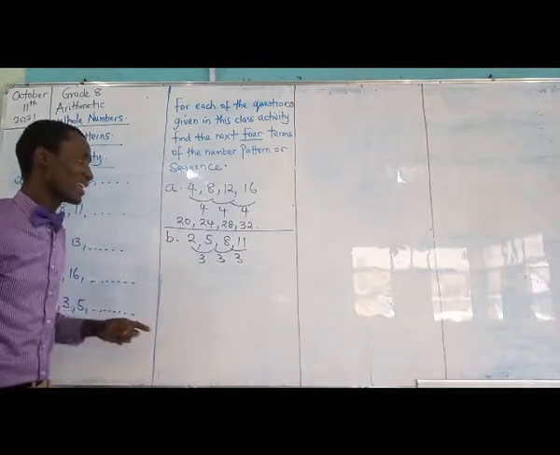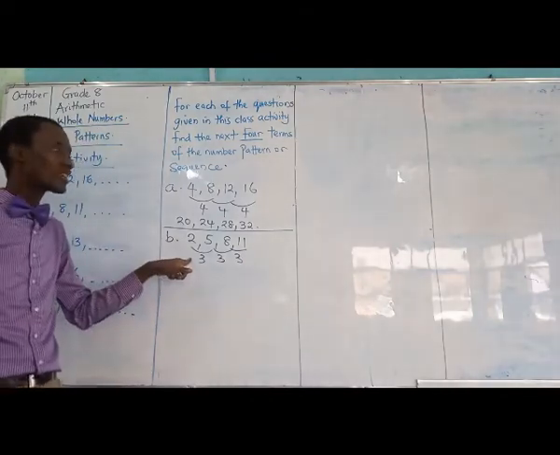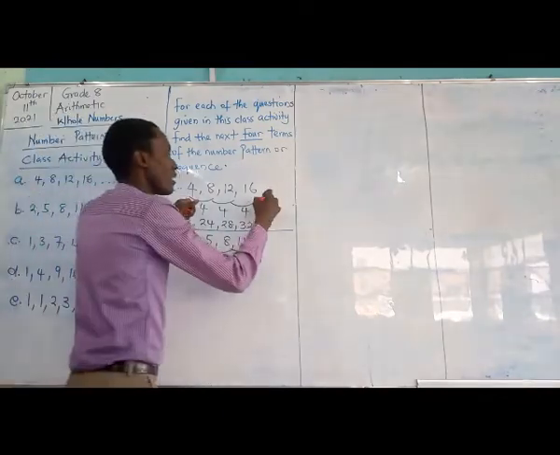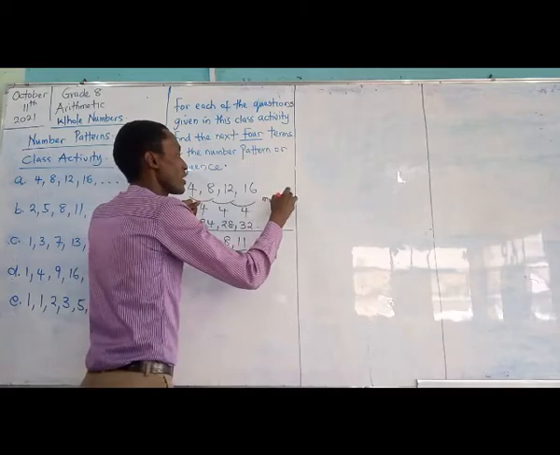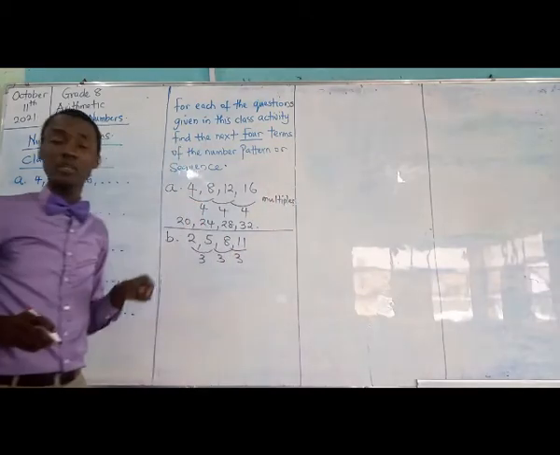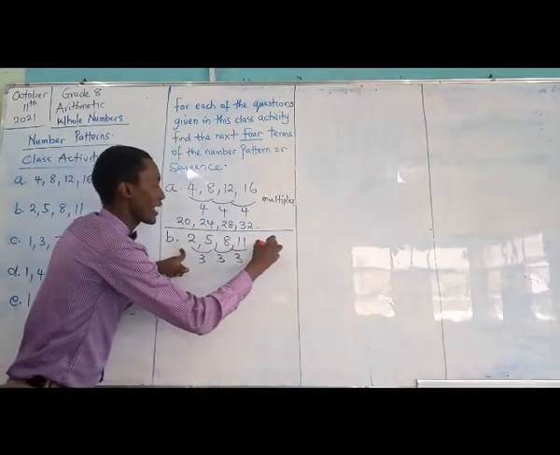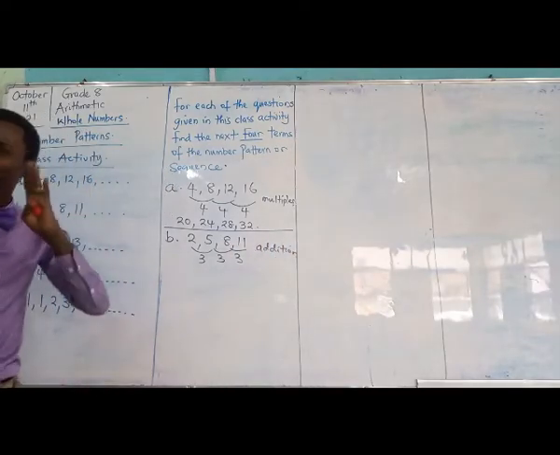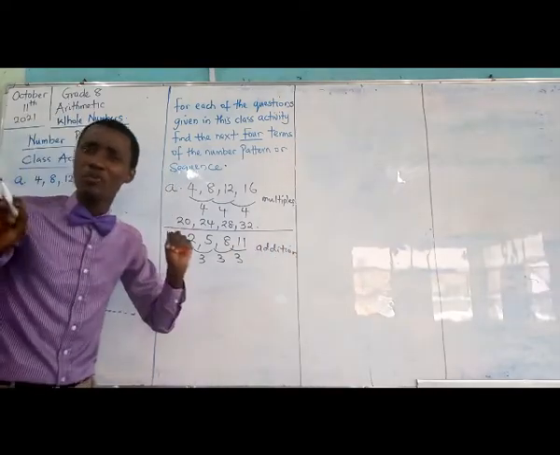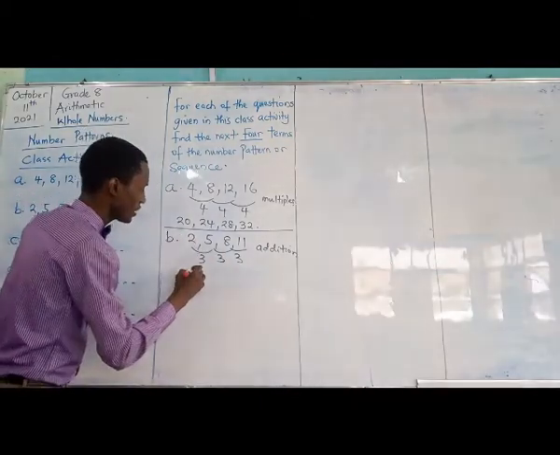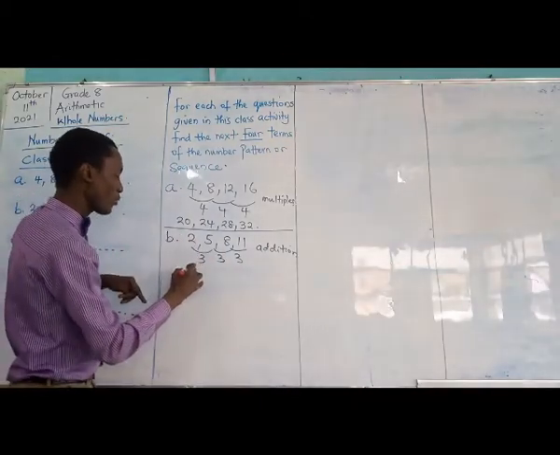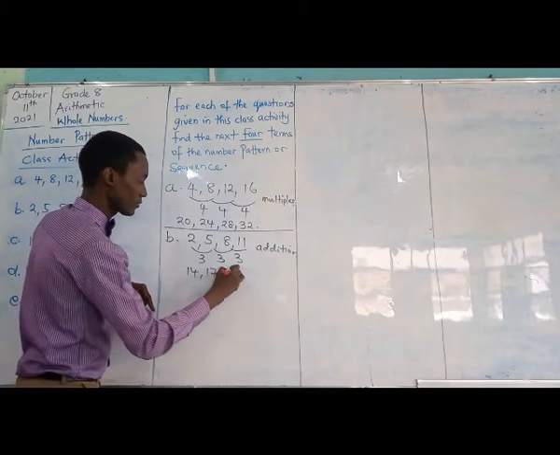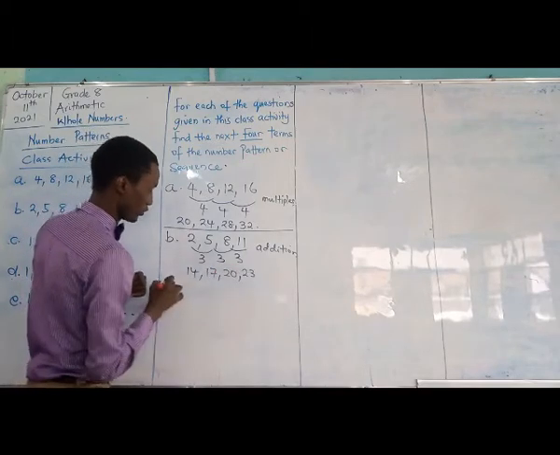But look at it. The pattern here is not the same. Although it looks as if it's the same, it's not the same. This pattern is more or less like multiples. This pattern here looks more like addition. Are you seeing the difference now? It's a number pattern; you'll be able to decode the difference between some of these things. So the next numbers I'm looking for will be 14, 17, 20, 23. Beautiful. So we're done with that.